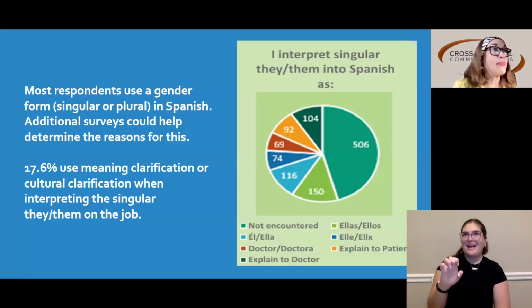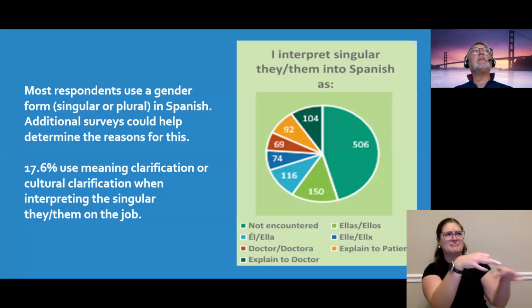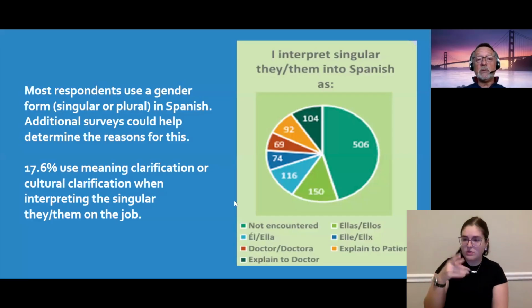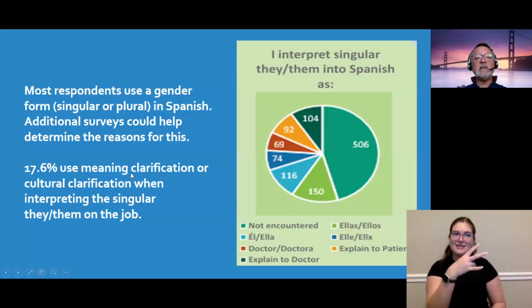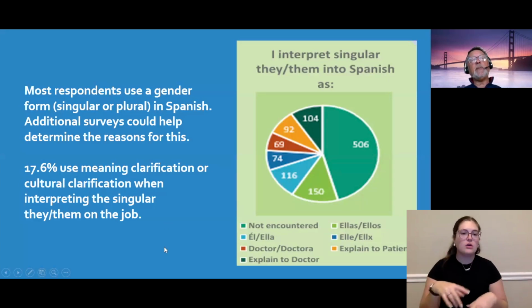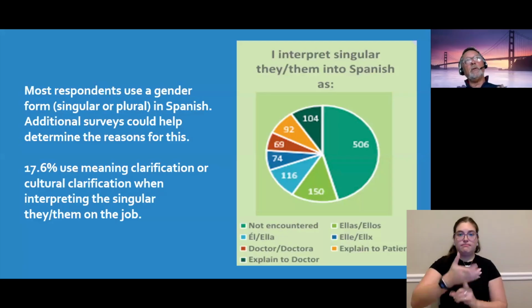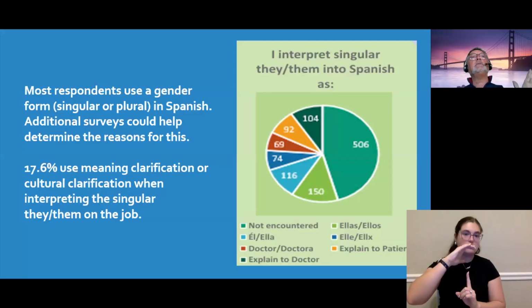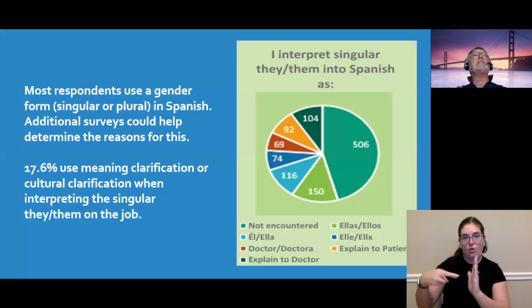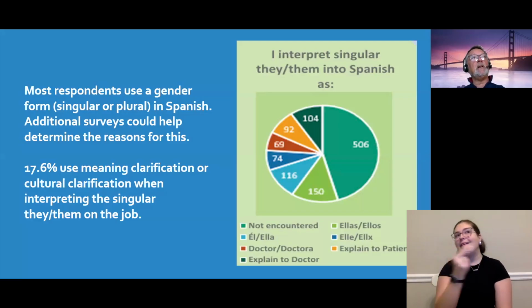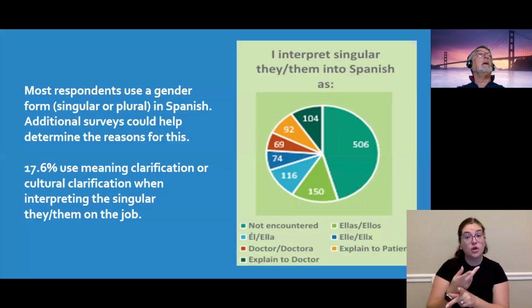I guess you can explain it better, Mateo. Yeah, so what I'm hearing in that question is that you're doing what we would call cultural clarification, right? So you're among the 17.6% here who are using meaning clarification or cultural clarification. You're stepping out of your interpreting role, out of your message conduit role into the message clarifier role, and you're clarifying to the patient this doctor uses a non-standard pronoun that is gender neutral, and one version of it is ella. And so that's the pronoun you will use in the interpretation.